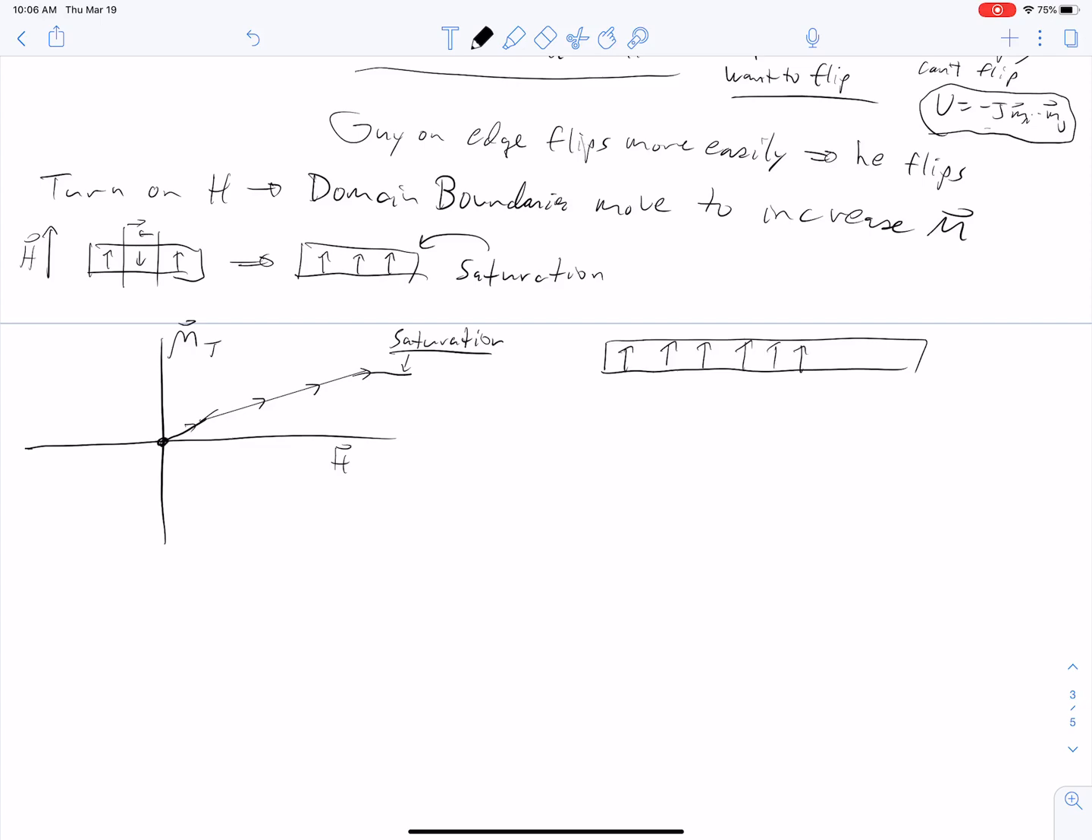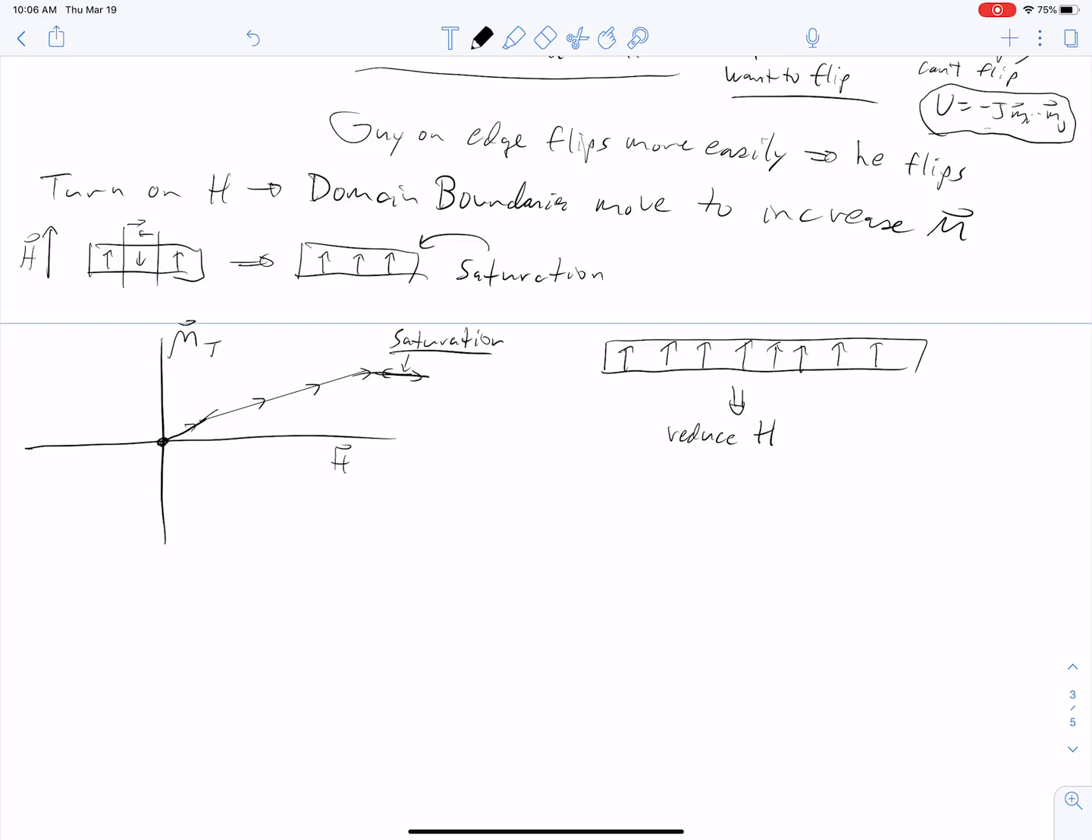Okay, now what do we do? Well, let's remove the magnetic field. Let's start going back. Reduce the H field, and now let's start moving in the opposite direction. So what happens? Do I follow that same curve? Well, if I'm in the flat part, then I can go back and I'm still in the flat part because I'm still saturated.